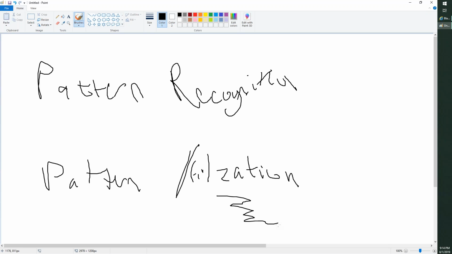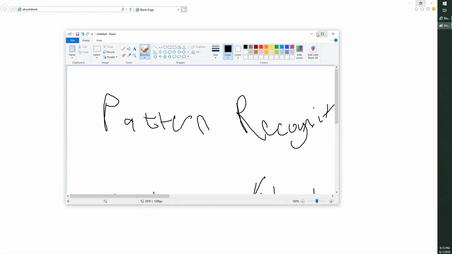Your pattern recognition is where you're going to identify what's the situation you're in, what materials you're working with, what you have laid out in front of you. And from that, you'll be able to determine which tool to use, what works at that time.